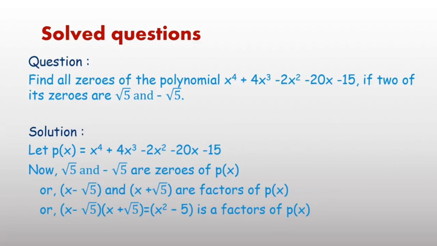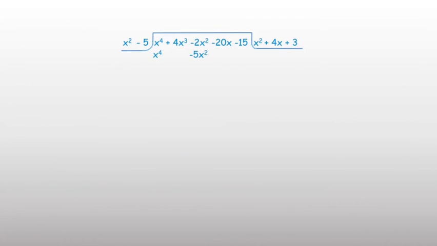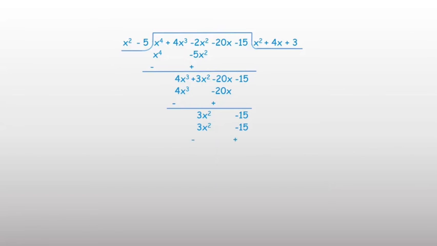Same steps you have to follow to solve any question of this type. Now, in the next step, divide p(x) by x square minus 5. P(x) means the dividend, x power 4 plus 4x cube minus 2x square minus 20x minus 15. Division algorithm, all of you know. Divide and find the remainder. After solving, you can easily observe the remainder is 0.